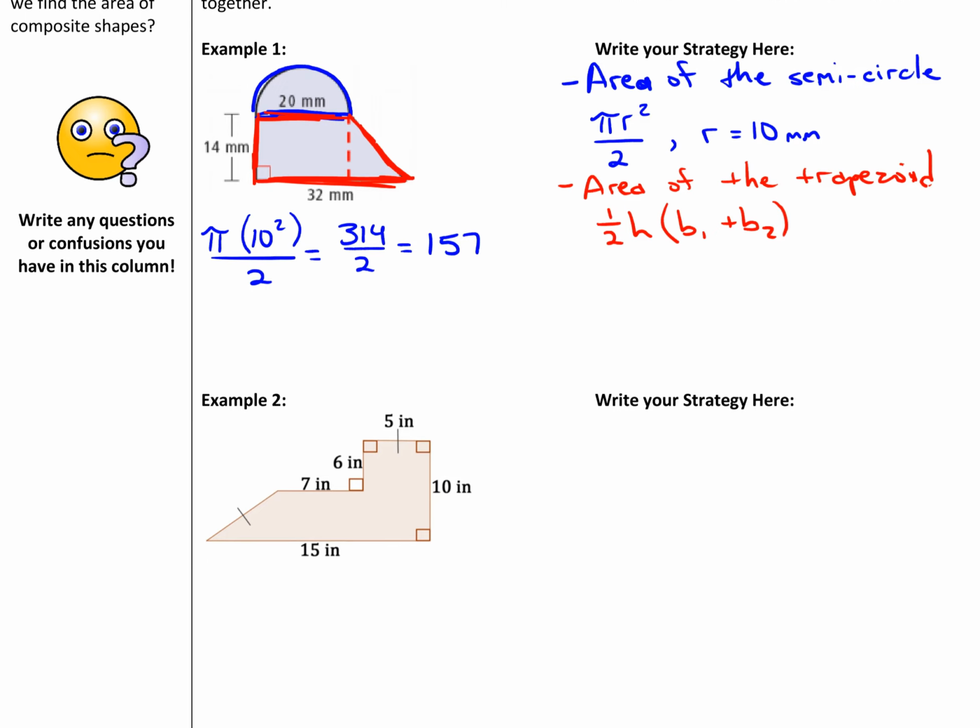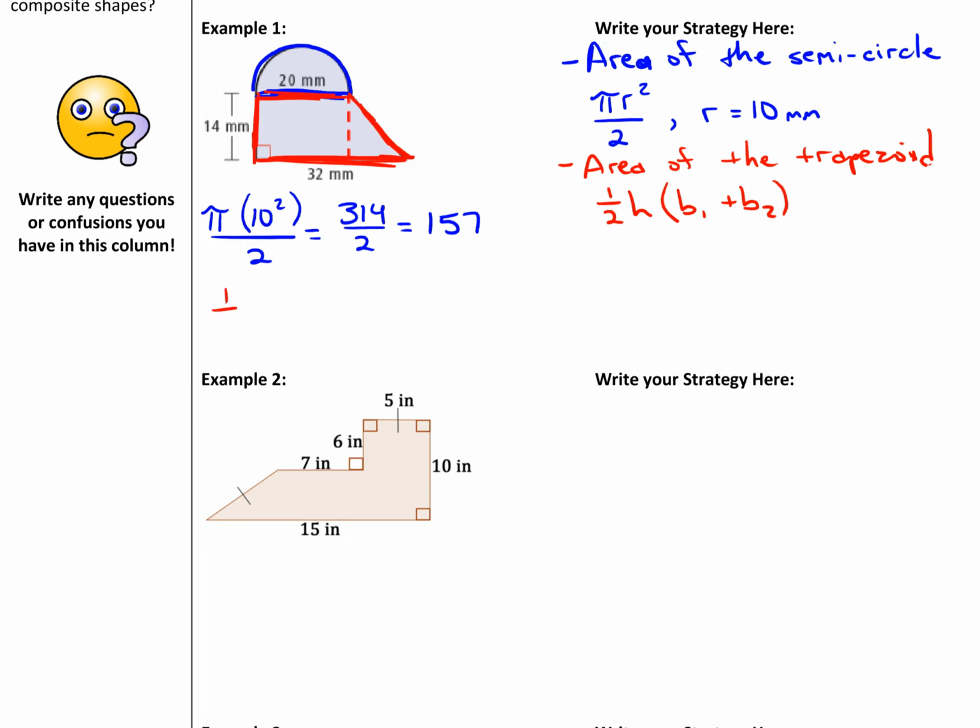And our trapezoid, 1/2 the height, which is 14, times our 2 bases added together. That's 20 plus 32. Using our order of operations, do what's in parentheses first. 1/2 times 14 times 20 plus 32 is 52. And we'll just multiply all that together. 0.5 times 14 times 52 gives us an area of 364 millimeters squared.